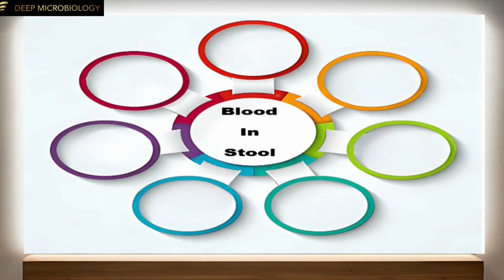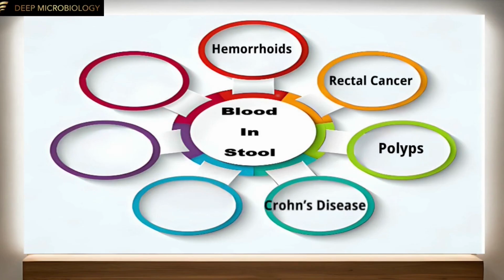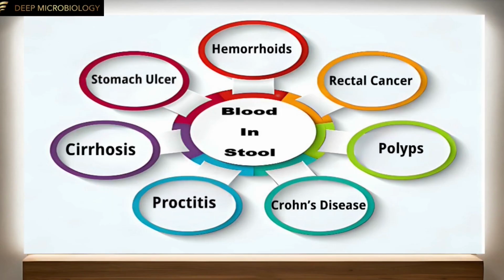Blood in stool. The presence of blood in the stool can result from mild conditions like hemorrhoids or indicate serious diseases such as rectal cancer, and can cause occult, hidden, or visible bleeding, usually accompanied by weight loss, fatigue, or changes in bowel habits. Polyps, non-cancerous growths in the colon or rectum. Some may bleed or turn into cancer over time. Also, Crohn's disease, proctitis, cirrhosis, and stomach ulcer.